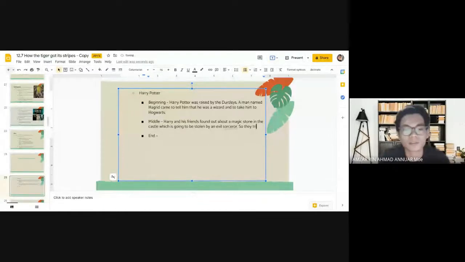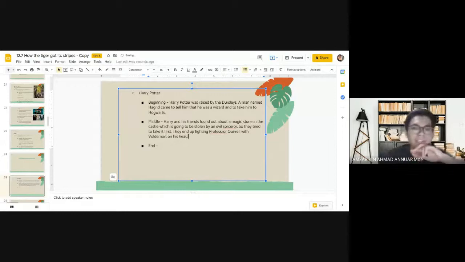So, they try to break it first. And they end up fighting Professor Quirrell. Dia kena lawan Professor Quirrell with Voldemort on his head. Okay, now ending dia. Untuk middle, dia dapat tahu pasal kewujudan Philosopher's Stone. They found out about the Philosopher's Stone. They try to take it first. They end up fighting Professor Quirrell with Voldemort on his head.